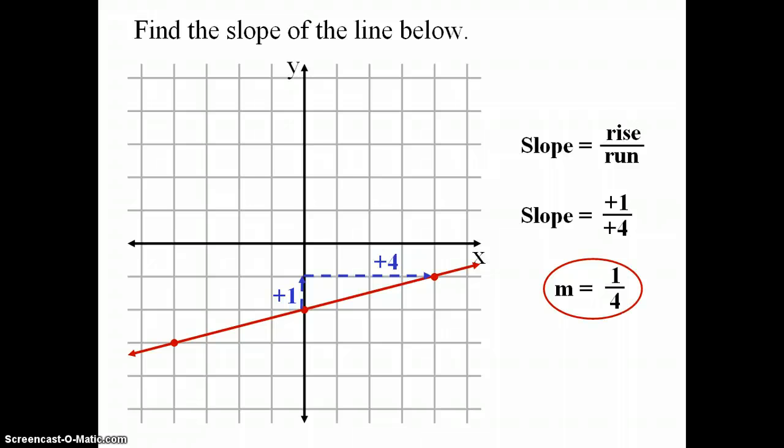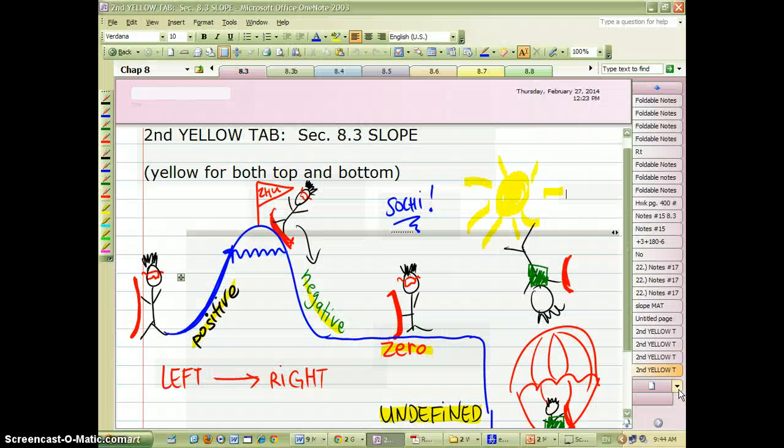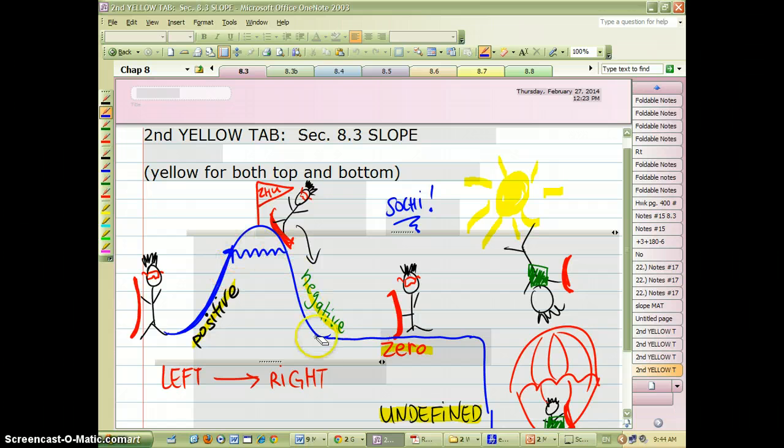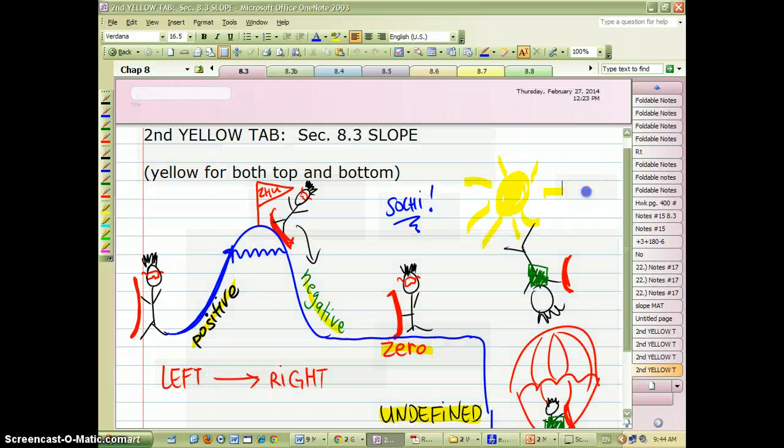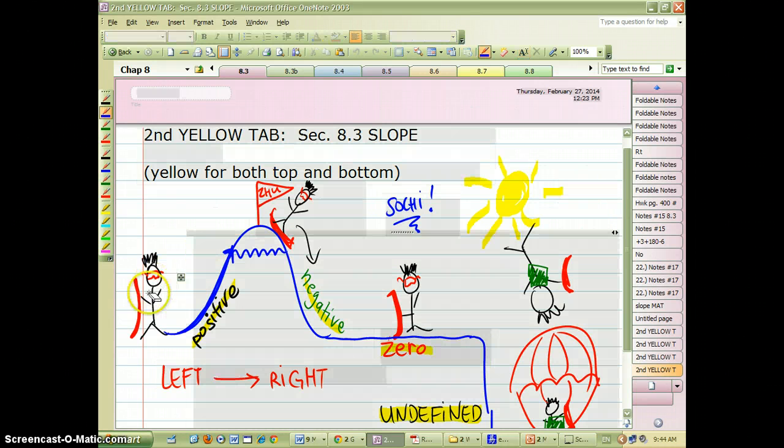Now, as we had talked about with the slope man, which was in our notes from last week that we took on the yellow tab, if you want to go back to that, there's 4 types of slope. There's positive slopes, negative slopes, zero slope, and undefined slope. We always read lines and slopes from left to right. So that's why my snowboarding man starts on the left. He goes up the mountain positively, then goes down negative.